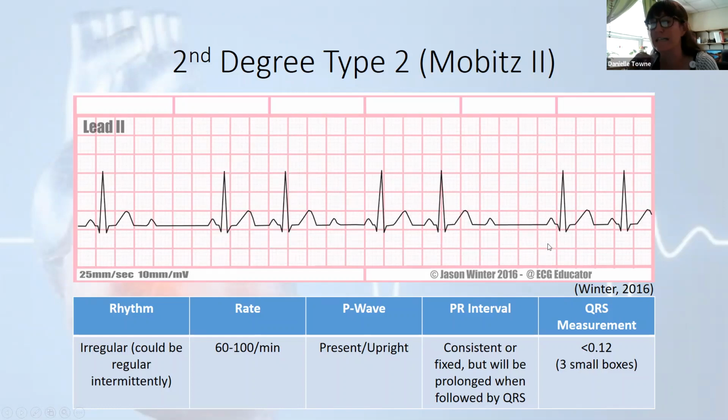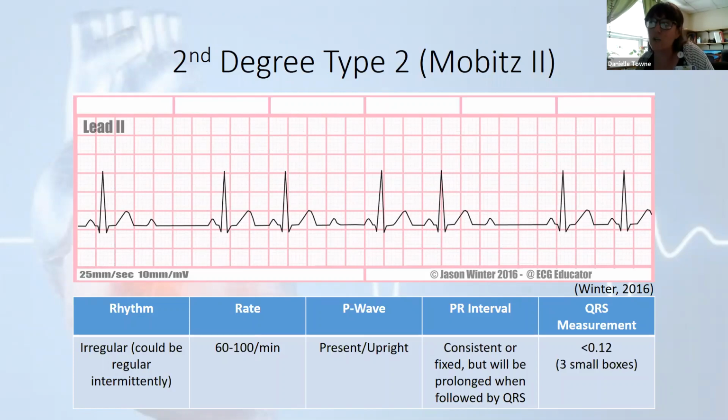So in a second degree type 2, the impulse moving from the SA node to the ventricles is being blocked intermittently. So it's not that it progressively gets longer, and then suddenly it doesn't get through. This is just, yep, you go through, and nope, not you. You go through, you go through, nope, not you. So we don't really know when it's going to happen, which makes it more dangerous, right?